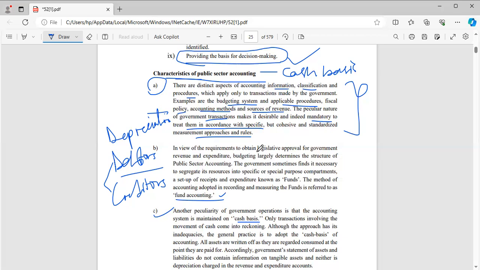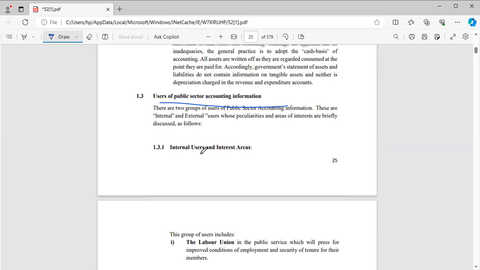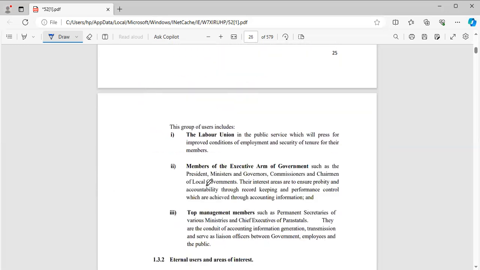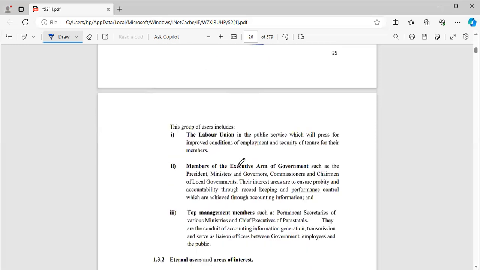So far, so good. I've given you characteristics of public sector accounting. Let's move to the users of public sector accounting information. Who makes use of this information that the accountant has prepared in public sector? So the users can be divided into internal users and external users, just the same way we have in our private sector.